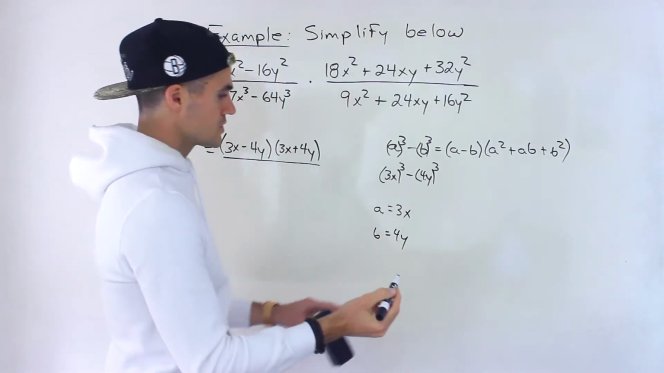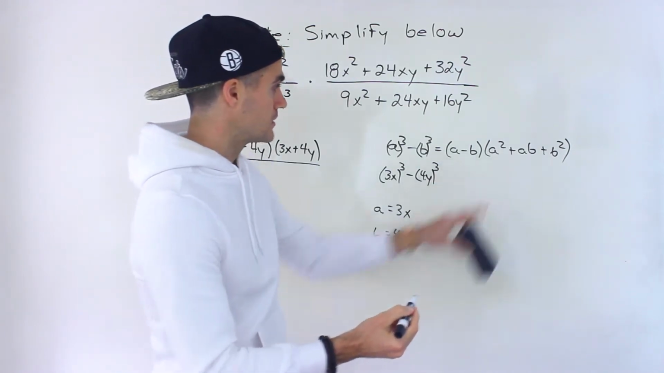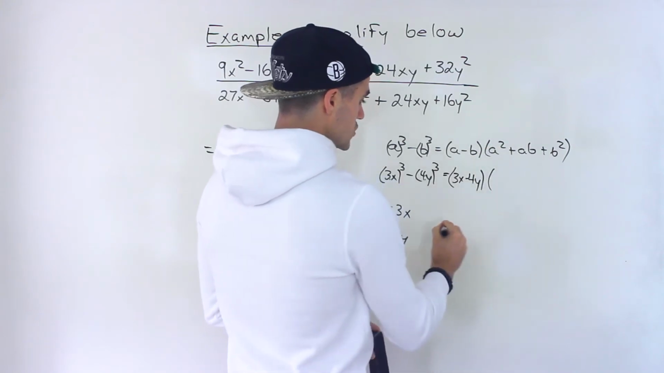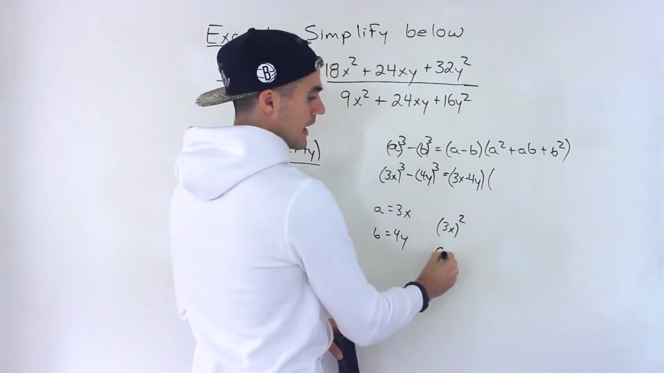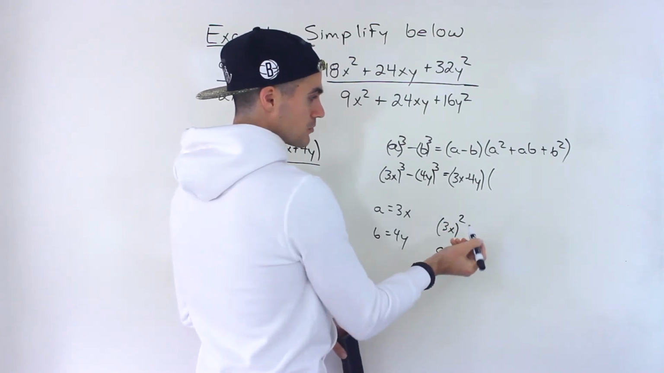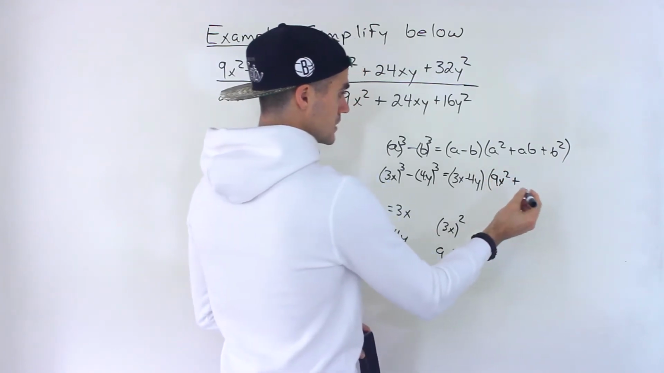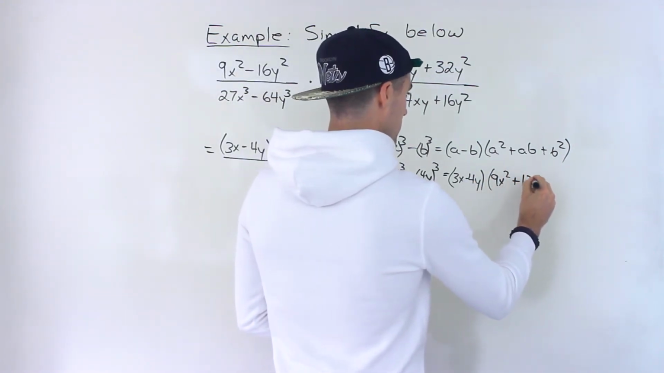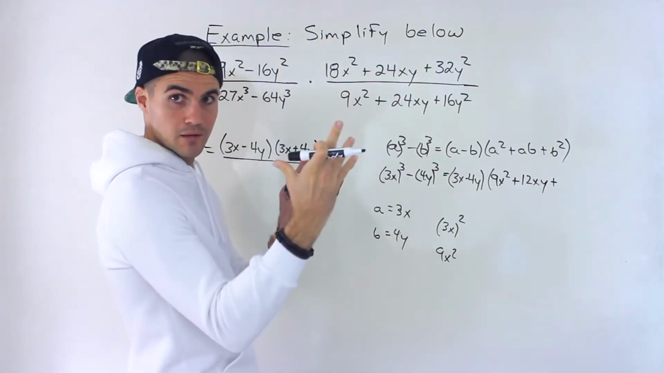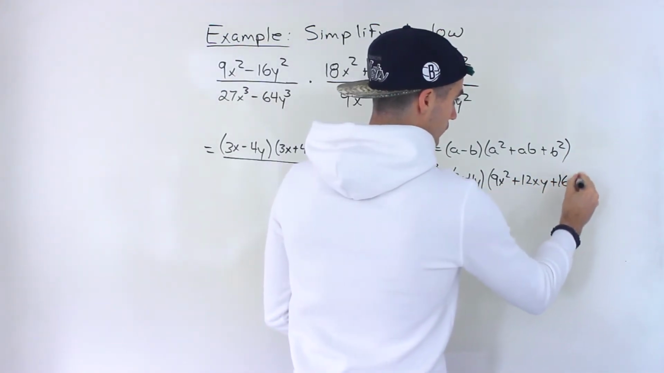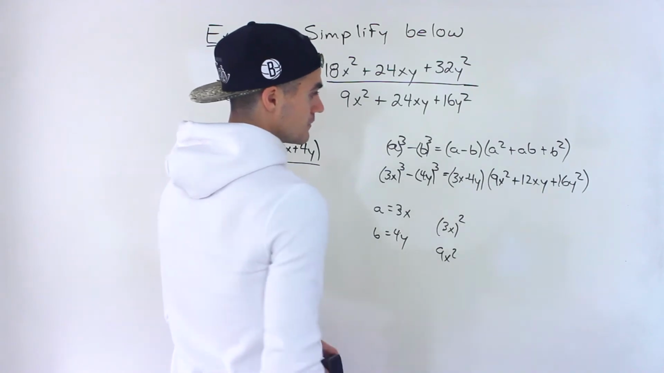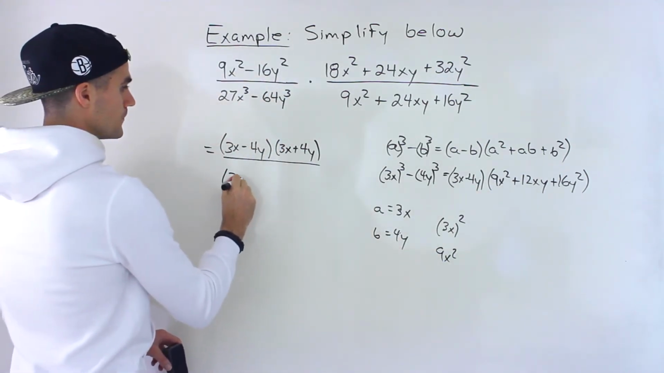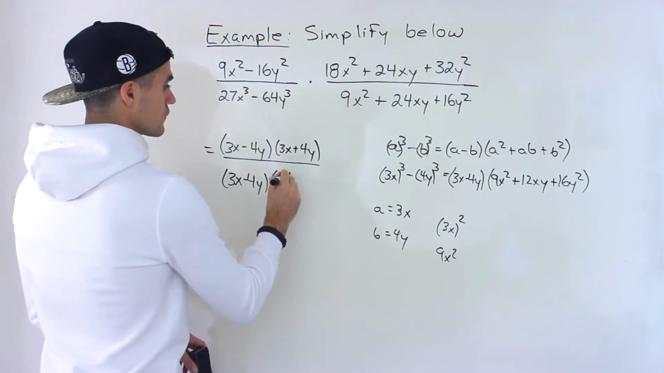All we have to do is take those values for a and b and plug them into the formula. So we'd have a minus b, which would be 3x minus 4y. Then a squared, which would be (3x) squared, which is 9x squared, right? You have to square both the 3 and the x since they're multiplying in the bracket. Plus a times b, 3x times 4y, which gives us 12xy. And then b squared, (4y) squared, 4 squared is 16, and then the y squared. This bracket doesn't factor any further. So this expression factors into that, and if we write that at the bottom, we'd end up with this over here.